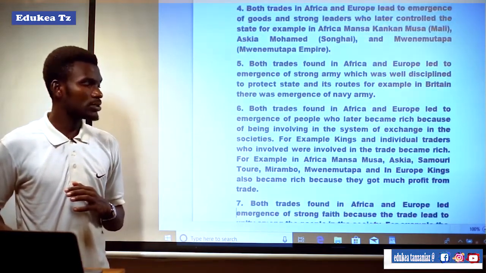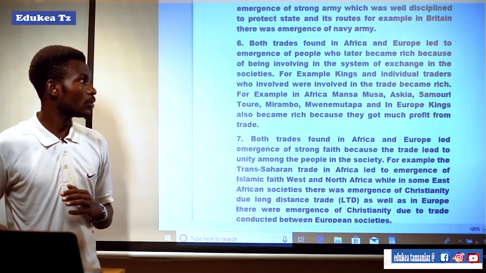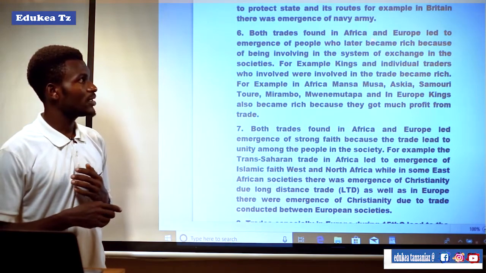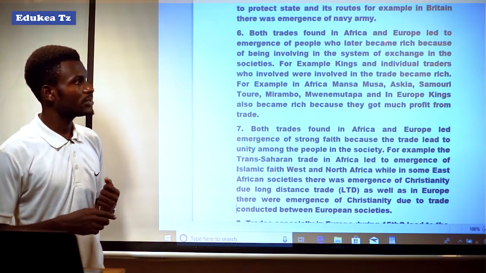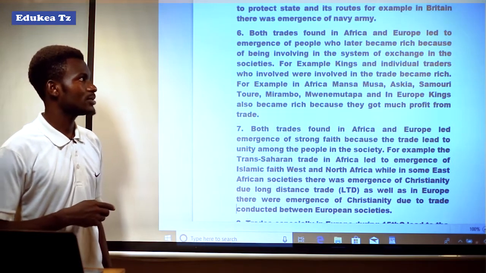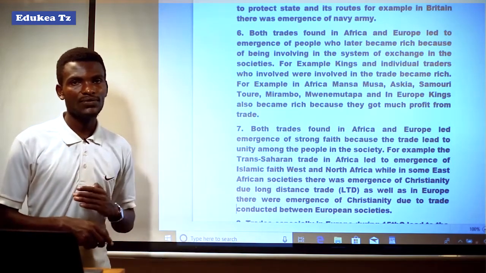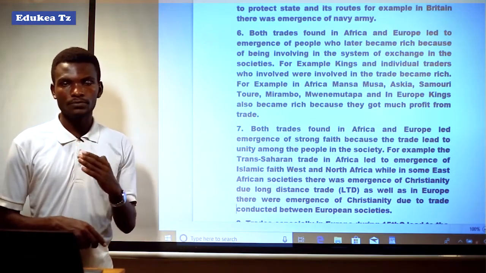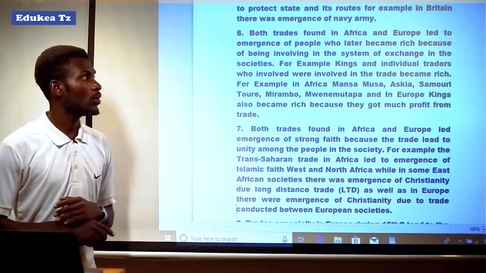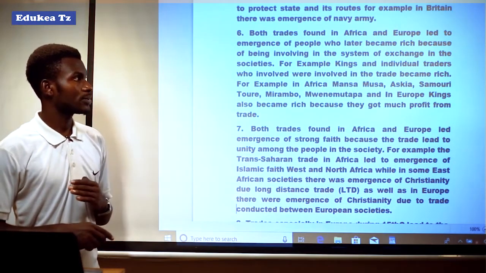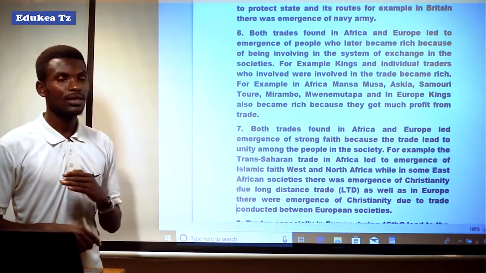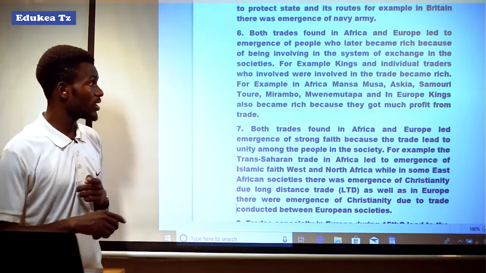Another significance of trade in both Europe and Africa was that it led to the emergence of people who later became rich because of being involved in the system of exchange in the societies. It means both trading activities conducted in Europe and Africa led to the emergence of rich people or rich merchants who participated fully in trading activities because they accumulated a lot of wealth.